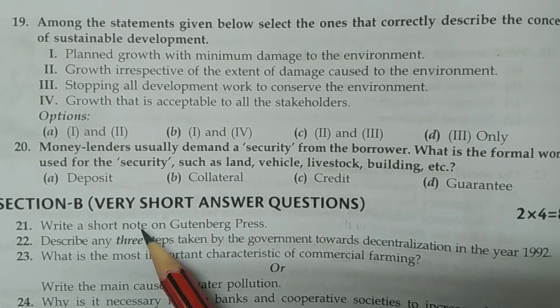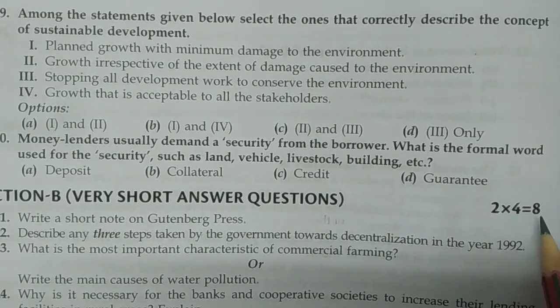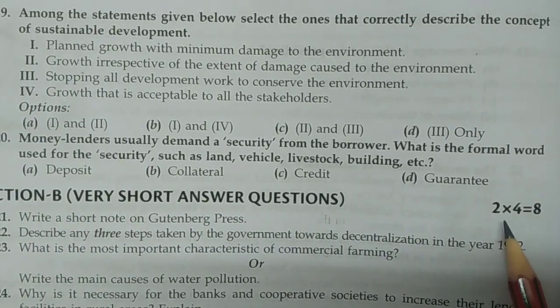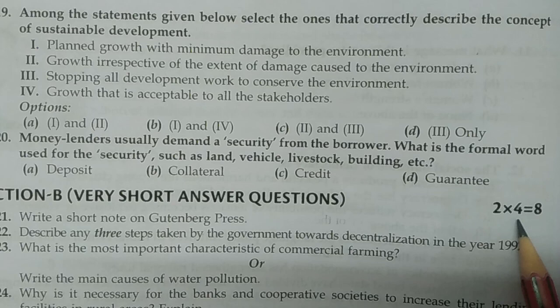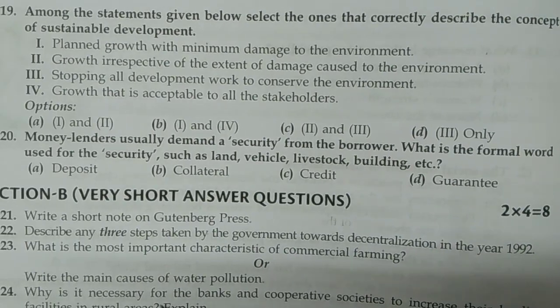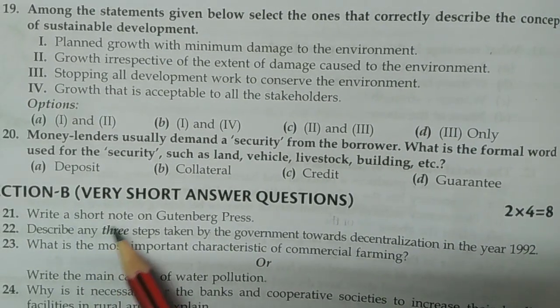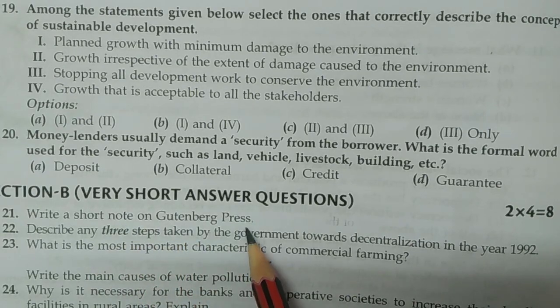It's given here that it is very short answer questions, and it contains 8 marks. There are 2 marks each, which means there are 4 questions. So let's start with question number 21. It's written: write a short note on the Gutenberg press.